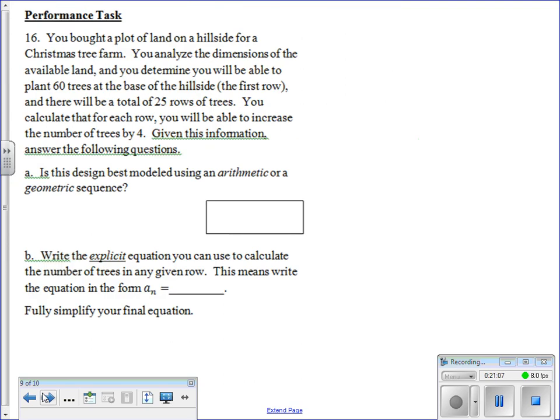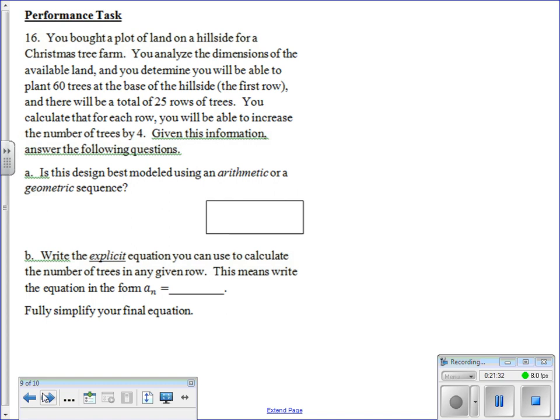Okay, performance task. You bought a plot of land on a hillside for a Christmas tree farm. You analyze the dimensions of the available land and you determine you will be able to plant 60 trees at the base of the hillside, the first row. There will be a total of 25 rows of trees. You calculate that for each row, you will be able to increase the trees by 4. Given this information, answer the following questions.